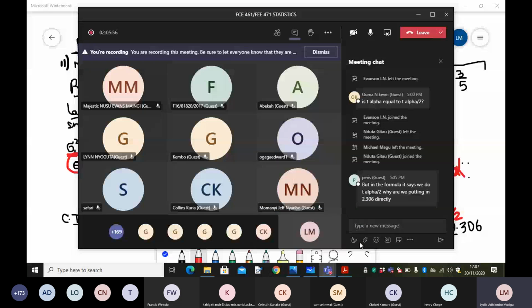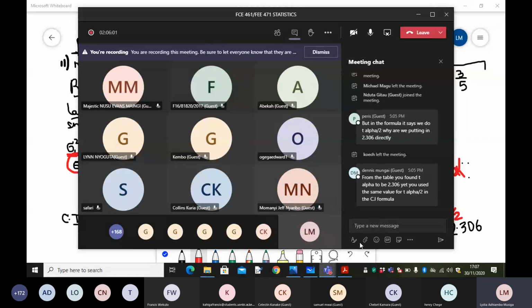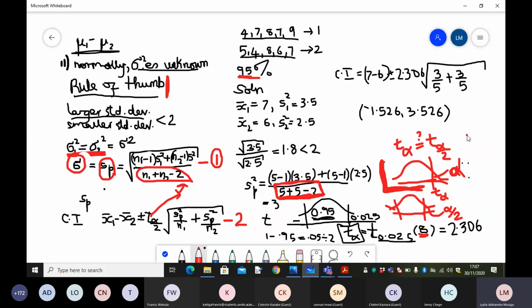Okay, Perez is asking, in the formula, it says we do T alpha over 2. Why are we putting in 2.306 directly? Those questions are good because it gives me an opportunity to explain and clarify. She's asking, why does the formula say T alpha over 2 and we are substituting with 2.306?